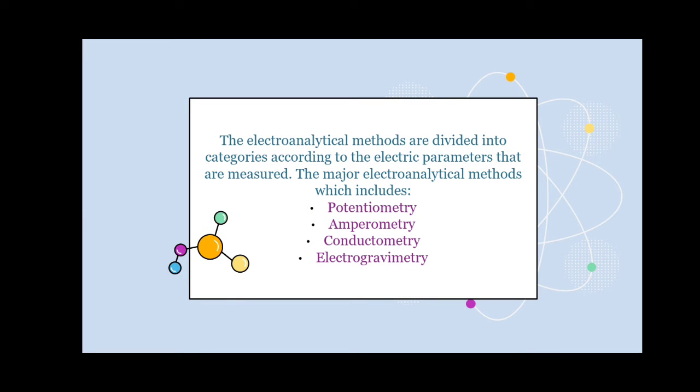The electroanalytical methods are divided into categories according to the electric parameters that are measured. There are many types of electroanalytical methods, but in our discussion, we choose the major electroanalytical methods, which include potentiometry, amperometry, conductometry, and electrogravimetry.